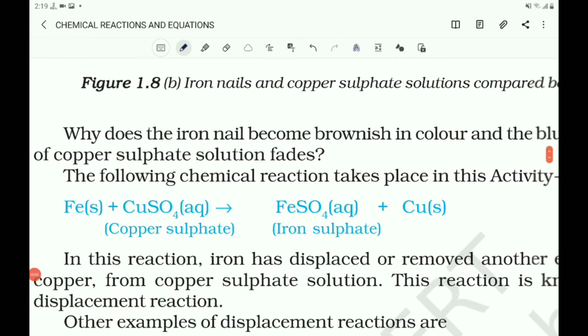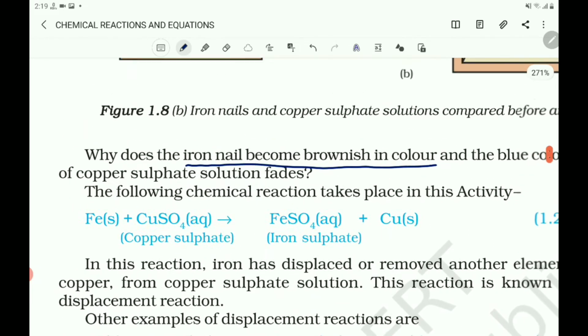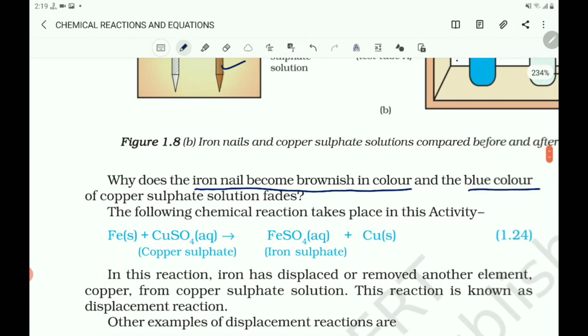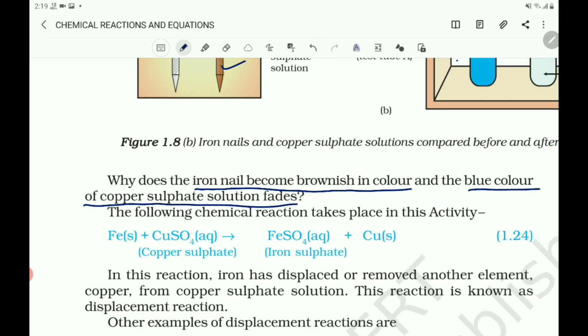So what are the two observations? The iron nail becomes brownish in color, and the blue color of the copper sulfate solution fades and becomes greenish. So what chemical reaction takes place in this activity? Iron, that is Fe, reacts with the copper sulfate solution taken inside the tube, and see what happened here? FeSO4 is formed. Here copper is displaced by Fe.